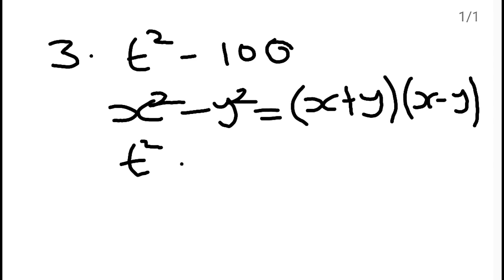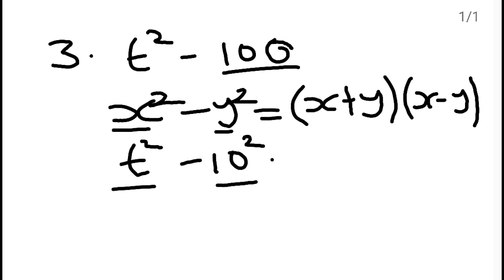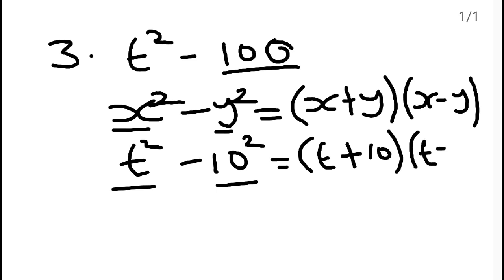So let us compare again. T squared, and this 100 is the same as 10 squared. So where there is x, this time there is t. In the previous two examples, there was x and there was also x, so we were substituting x with x. This time around, where there is x we have t, and where there is y we have 10. So this will be the same as t plus 10 multiplied by t minus 10. This is how you can also factorize t squared minus 100.